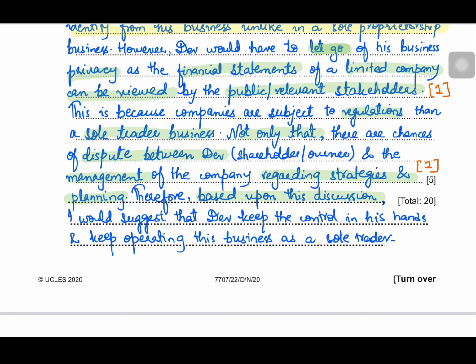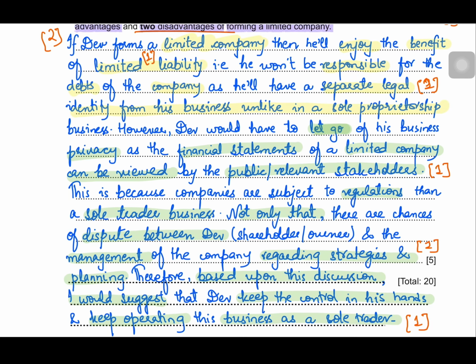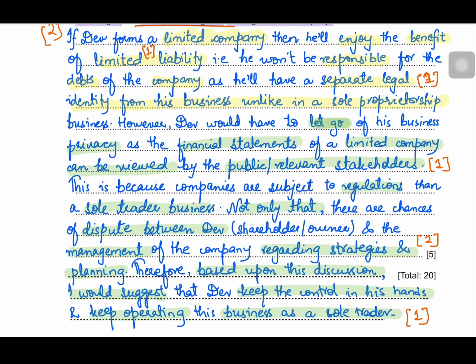Therefore, based upon this discussion, I would suggest that Dave keep the control in his hands and keep operating this business as a sole trader. So this is for my last 1 mark. This is a bit long because I wanted to explain it in as much detail as possible. You should try to fit your answer in the lines given to you. And it is totally up to you whatever you want to recommend.